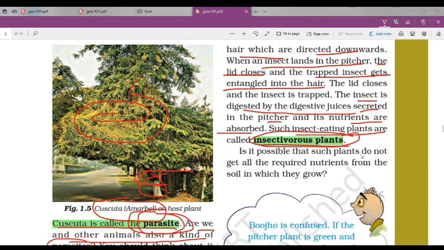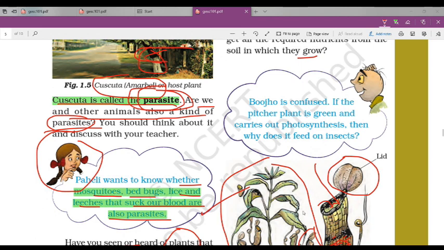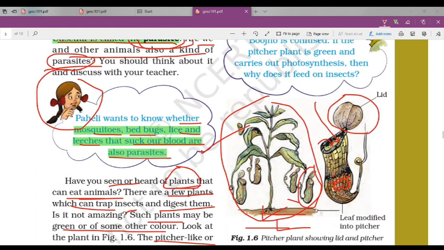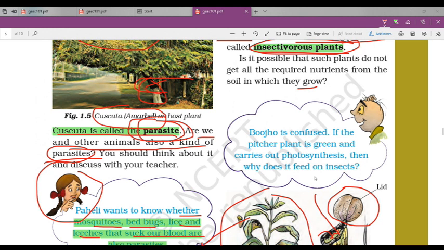Is it possible that such plants do not get all the required nutrients from the soil in which they grow? Yes, actually they are trapping insects because they are growing in an area which has a lack of nitrogen. Bojo is confused. If the pitcher plant is green and carries out photosynthesis, then why does it feed on insects? Answer, Bacho, I have already given you, so I think Bojo also gets the answer.